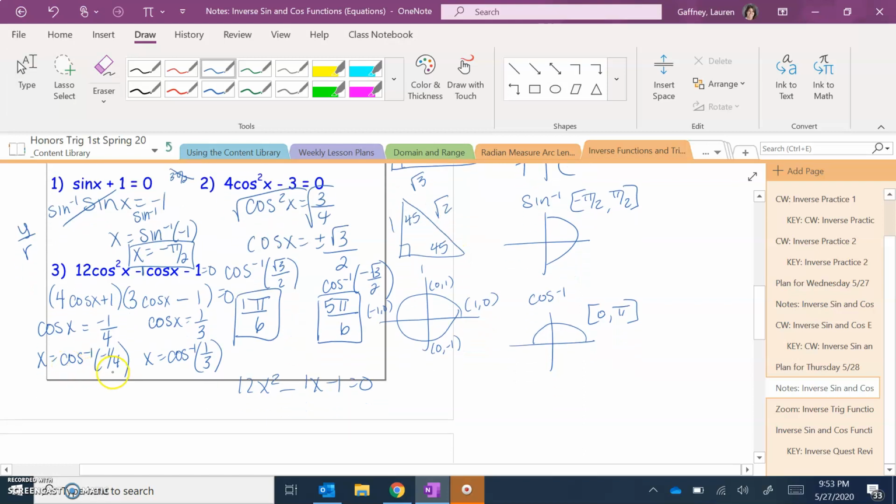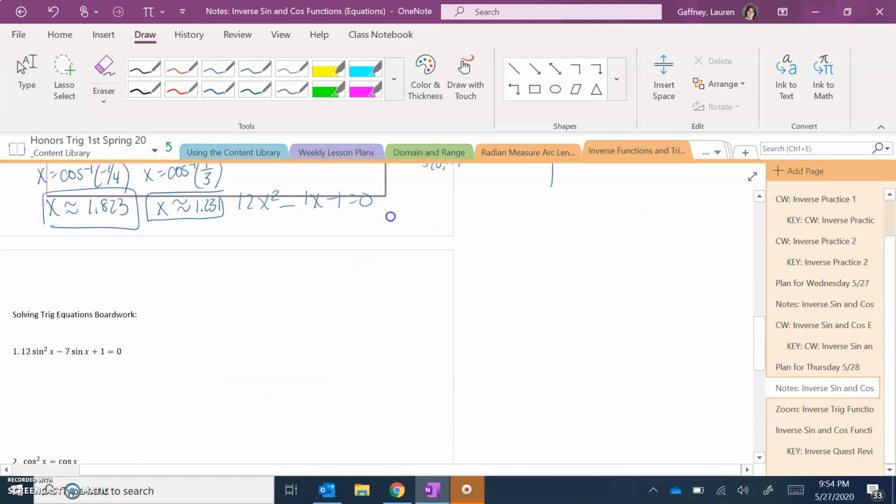Okay, so you could literally punch in your calculator and you would get approximately 1.823 and 1.231. And maybe just enter that to make sure you're entering it okay into your calculator that you get those two answers. Okay, let's do a couple more.